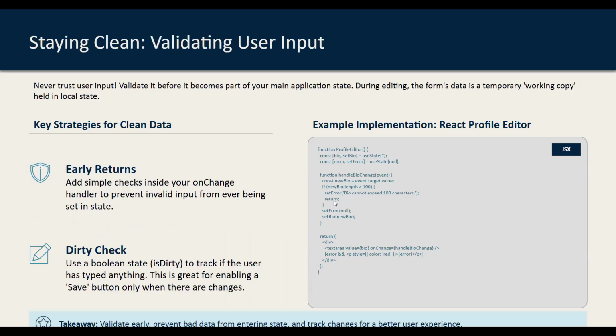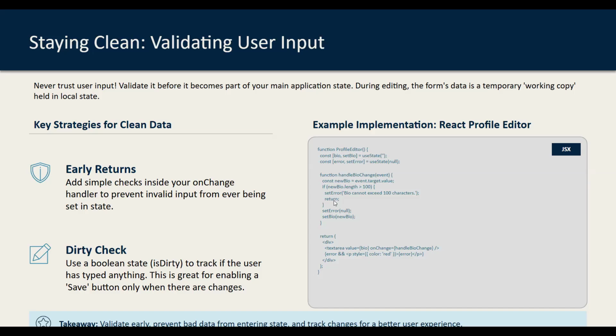Now that we have an idea of how to manage form input, the next step is making sure that the data is actually valid before it becomes part of the application state. One thing you should always consider is that you should never trust user input. You should always try to validate it before it becomes a main part of your application. A helpful way to think about it is that while the user is typing, the form is holding a temporary working copy of the data in the local state.